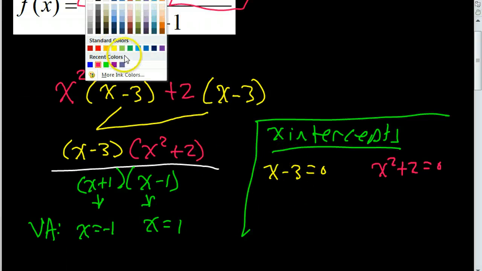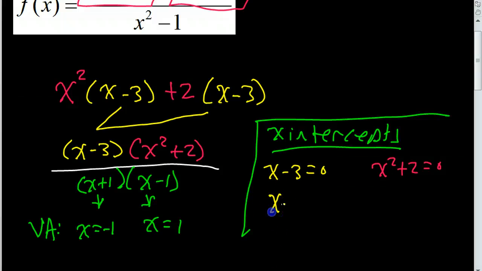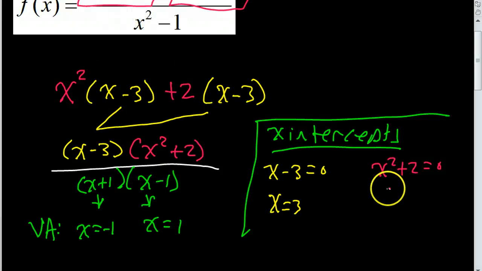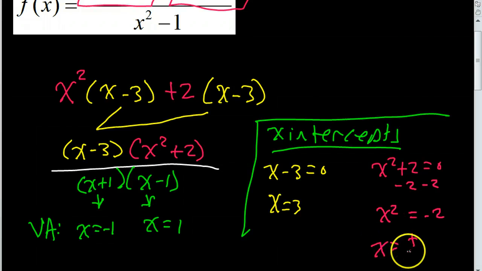What's the yellow one going to be, obviously? 3. Yeah, the yellow one's going to give me x equals 3. What about the pink one? It would be imaginary. If I subtract 2 from both sides, that gives me x squared equals negative 2. I don't even really have to keep going with this. Can you square something and get a negative number? No, that's why it's imaginary. If I kept going, I would get x equals plus or minus i radical 2.